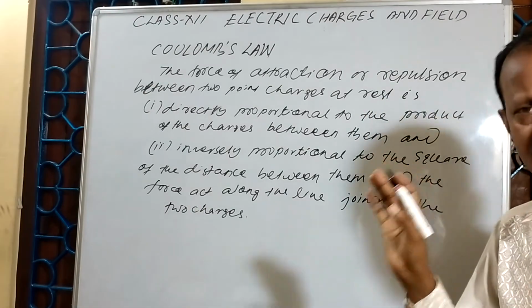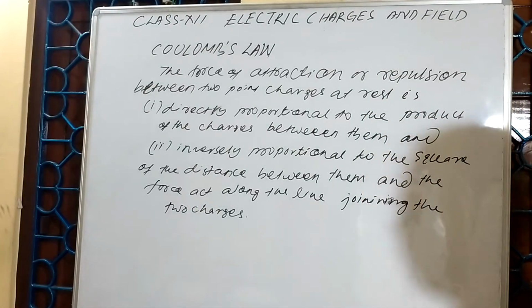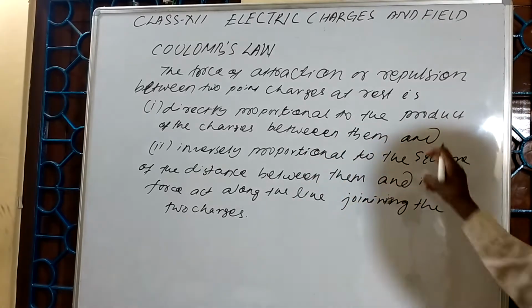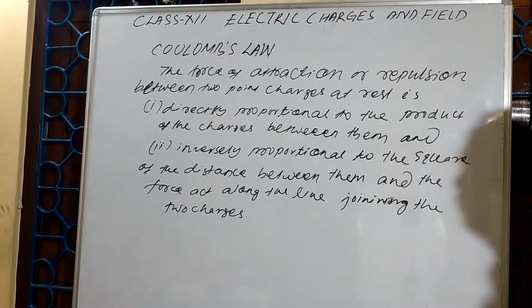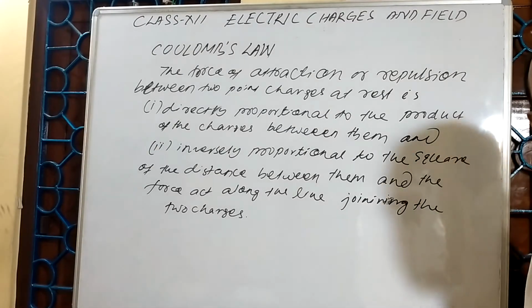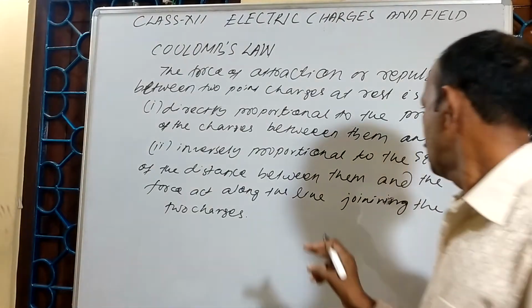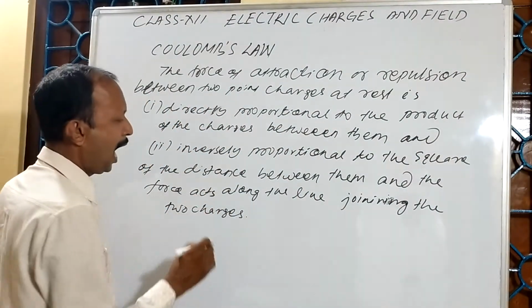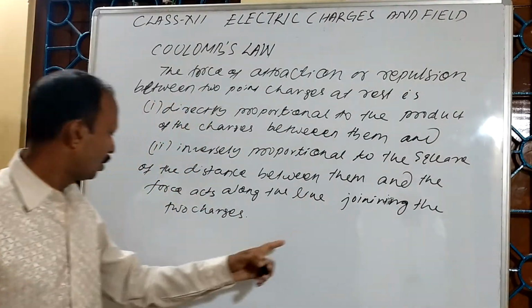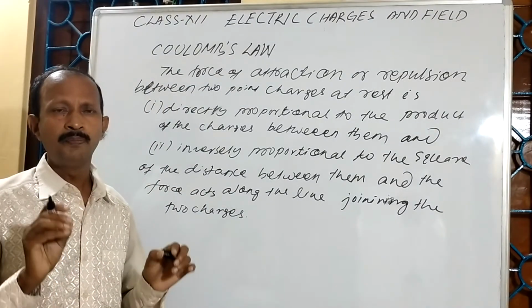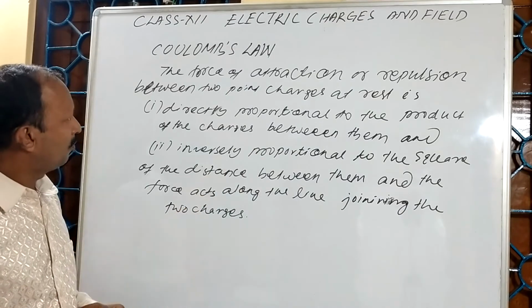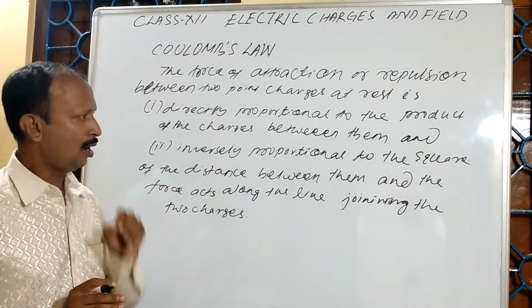I have written that the force of attraction or repulsion between two point charges at rest, I can say stationary charges, is directly proportional to the product of the charges between them and inversely proportional to the square of the distance between them, and the force acts along the line joining the two point charges. This is the statement of Coulomb's law.